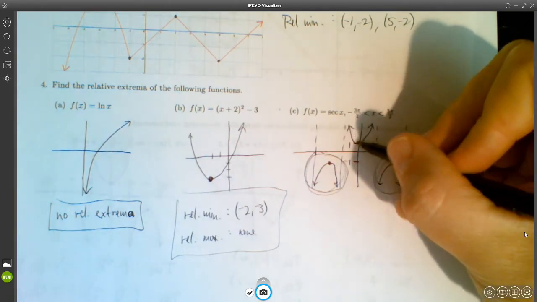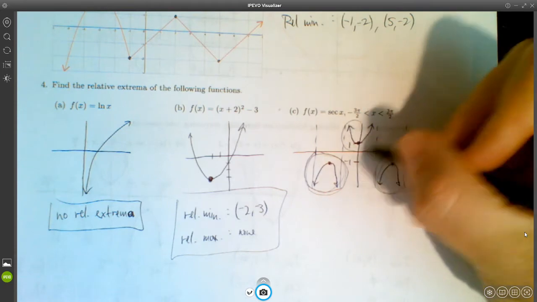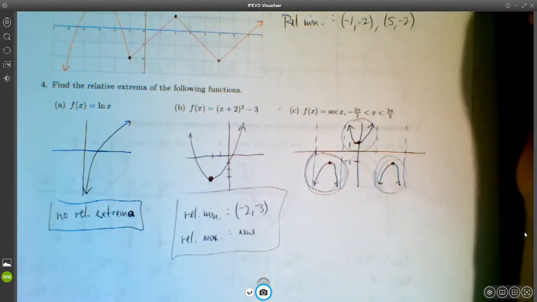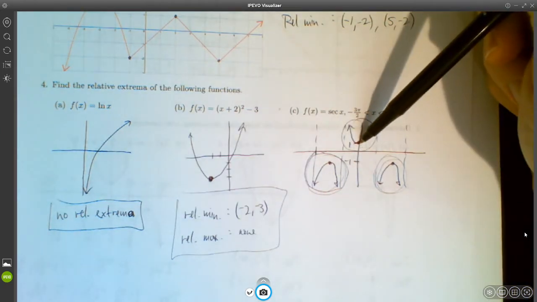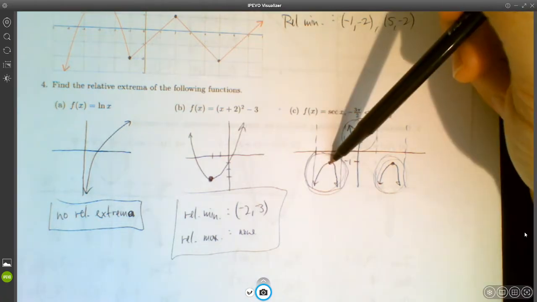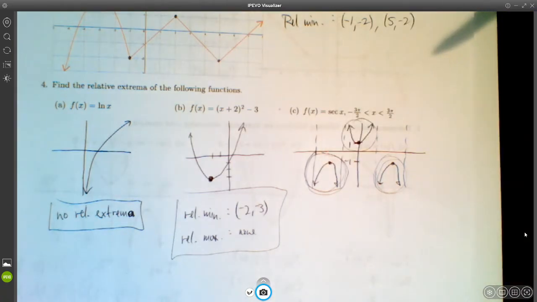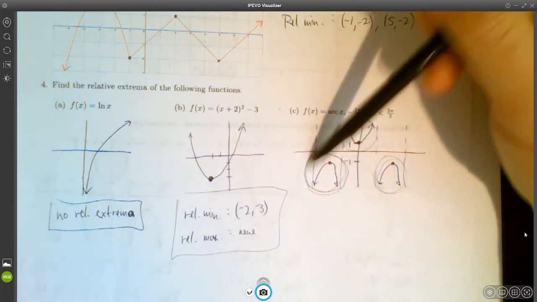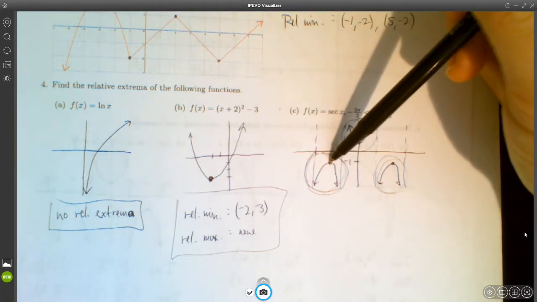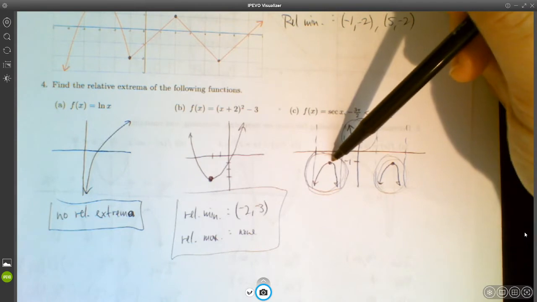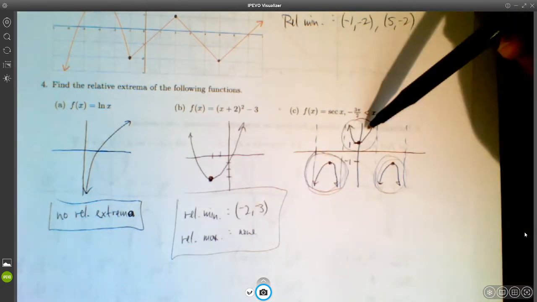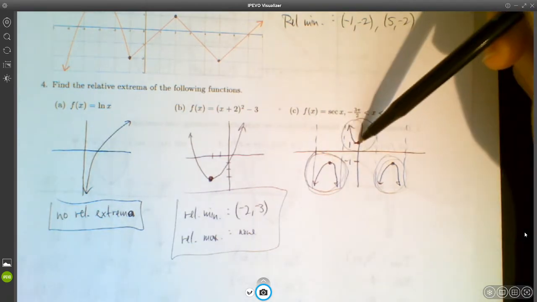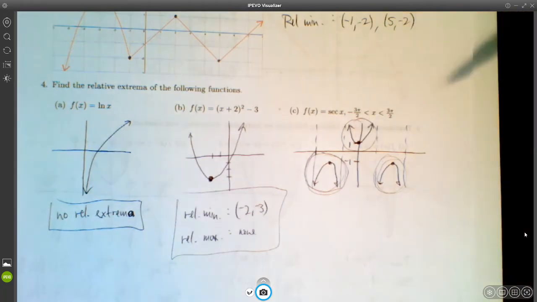This value right here is a relative minimum. So the reason I say it's kind of trippy is because our relative minimum is larger than our relative maximum, which is kind of a weird thing. But given the definition, within this neighborhood, this is the largest value, so it's a relative maximum. Same thing over here. Within this neighborhood, this is the smallest value, so it's a relative minimum. Okay?